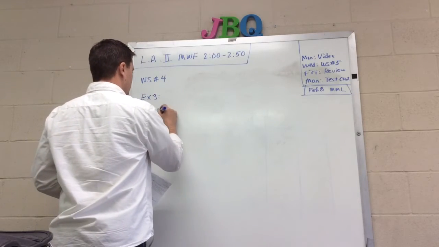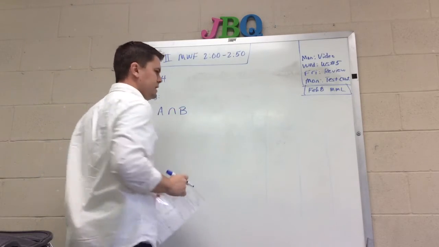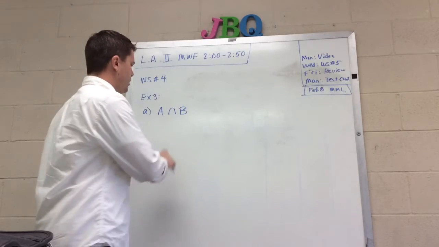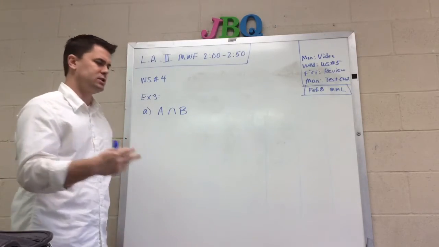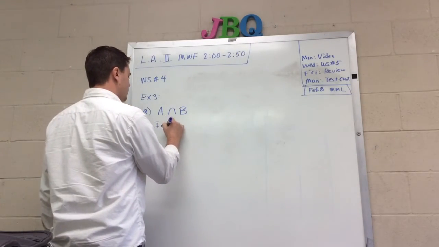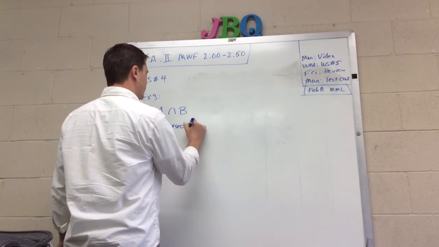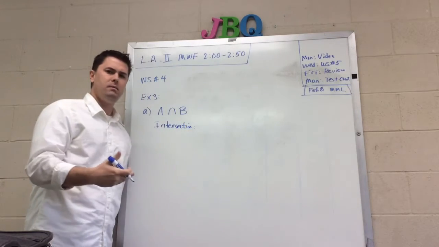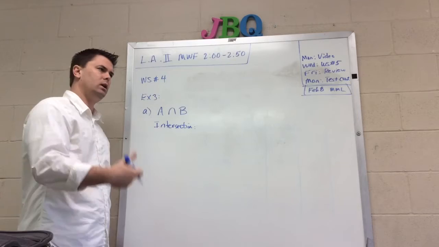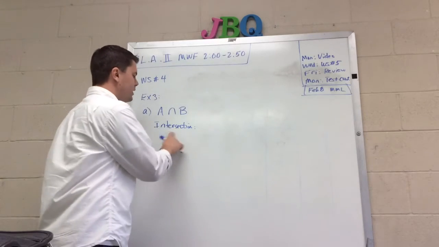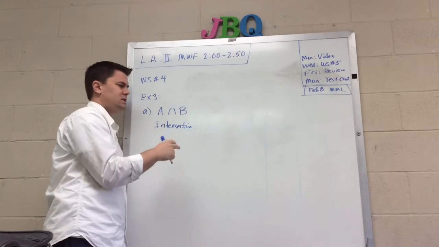A intersection B. So just a review, we've talked about this before, but this symbol means intersection. Again, with intersection, we are only looking for the things in common between both sets. Only looking for the things in common. Where do they overlap? Where do they intersect each other?